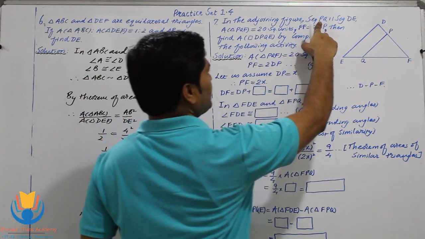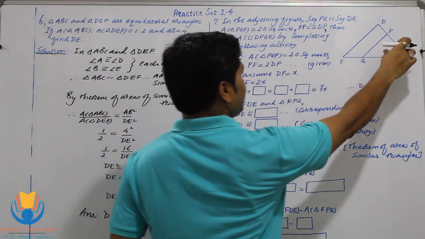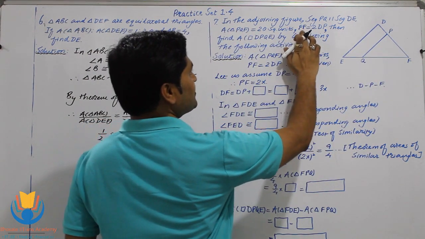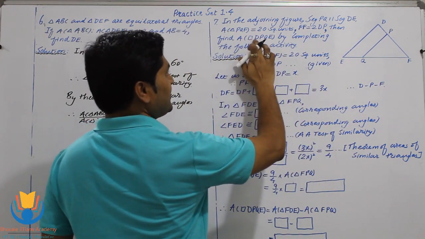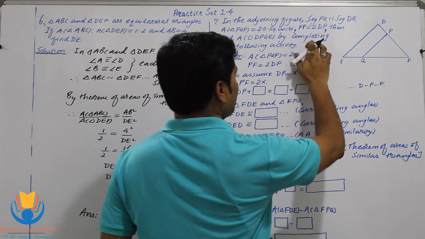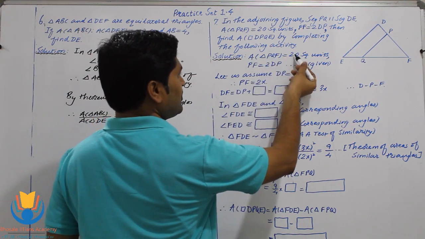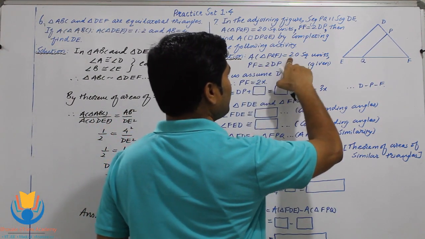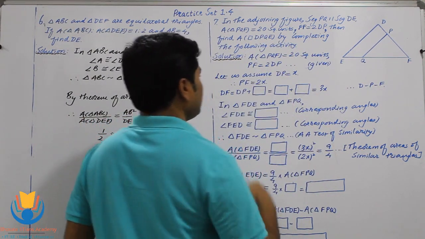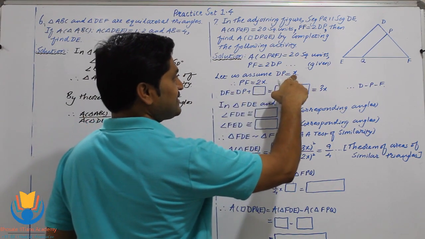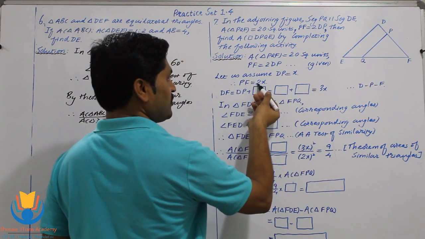So let's continue with the last question of this practice set. Here segment PQ is parallel to side DE, and the area of triangle PQF is given to be 20. The length of PF is double the length of DP, and we have to find the area of the quadrilateral DPQE. For that we have to complete this activity. In the solution they have written the given things: area of triangle PQF is 20 square centimeters, and PF is double of DP. First we assume the length of DP as x. If DP is x, then PF will be 2 into x, that is 2x.